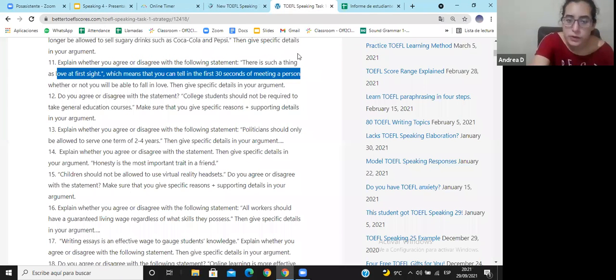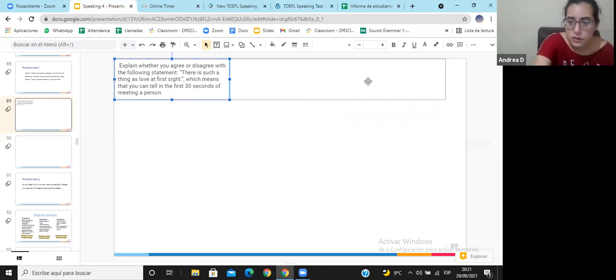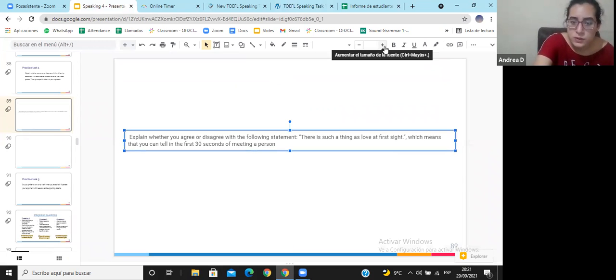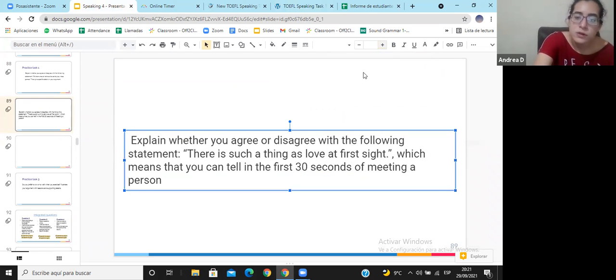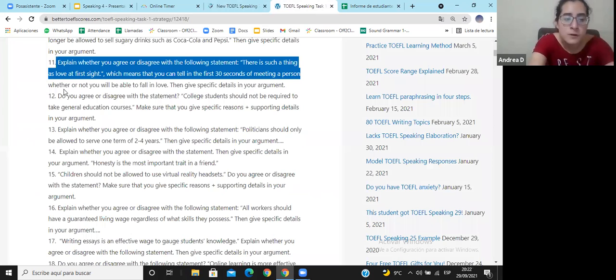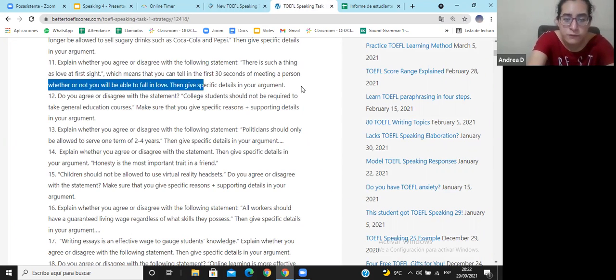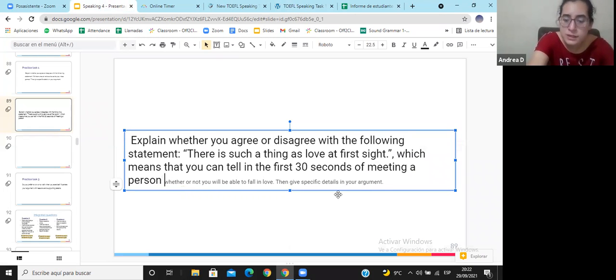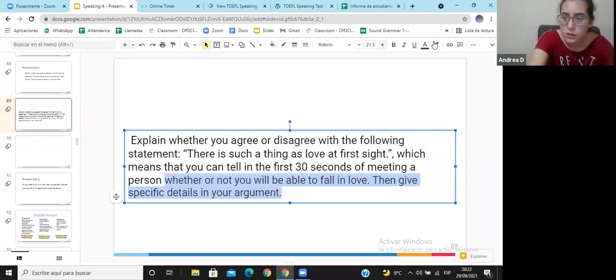So this one here. This one goes, explain whether you agree or disagree with the following statement. There is such a thing as love at first sight, which means that you can tell in the first 30 seconds of meeting a person whether or not you will be able to fall in love. Then give specific details in your argument. So basically, do you believe in love at first sight? Why or why not? Okay, so 15 seconds to prepare.